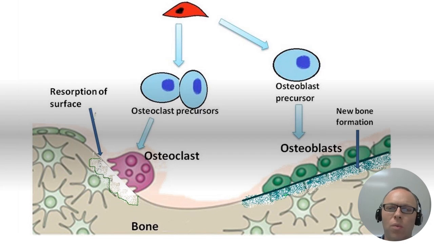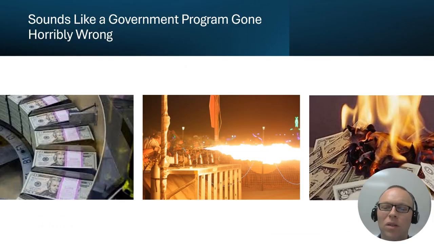So why do we need cells to build up the bone if we have cells that are tearing down the bone? Sounds a little goofy to a lot of students. So it sounds like some government program's gone horribly wrong. Over here we're printing off money as quickly as we can to increase the money supply. Over here we're burning money as quickly as we can to increase the money supply. Here, it doesn't make sense.